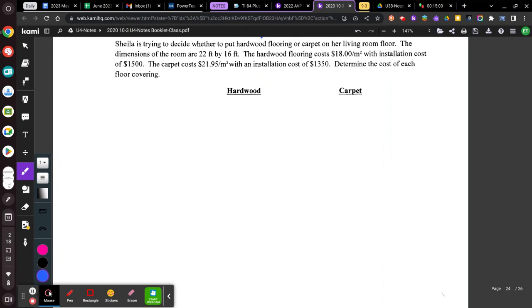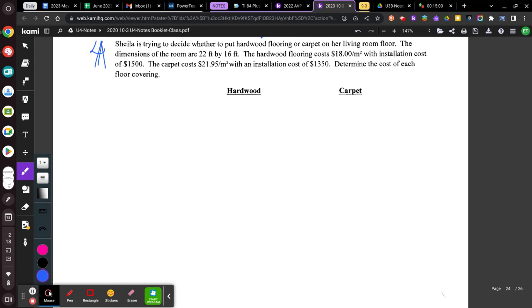This is example 4. We've got Sheila. She's trying to decide whether to put hardwood flooring or carpet in the living room. The dimensions of the living room are 22 feet by 16 feet. The hardwood costs $18 per meter squared with an installation cost of $1,500 all in. The carpet costs $21.95 per meter squared, and the installation's a bit cheaper at $1,350. What is the cost of each, and which would be the better deal?